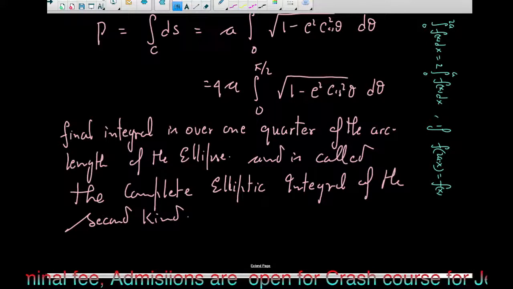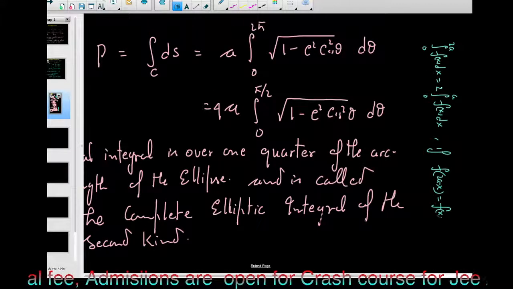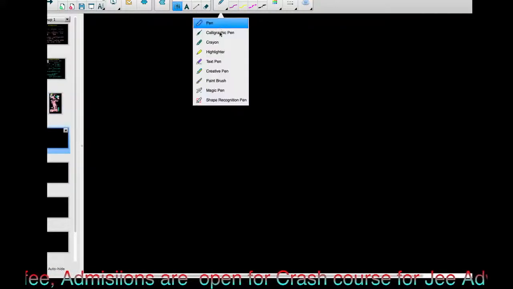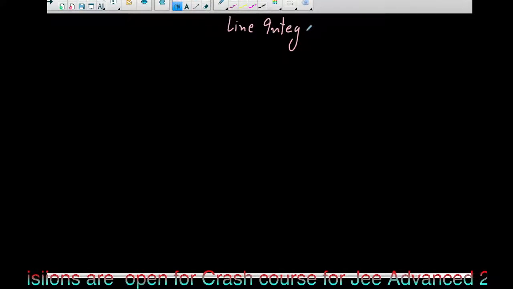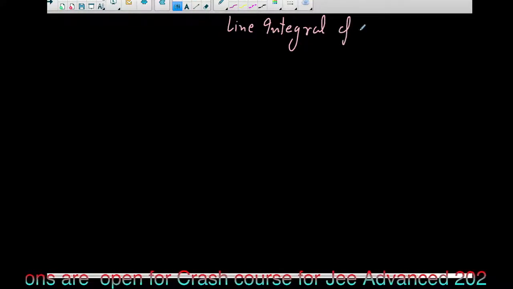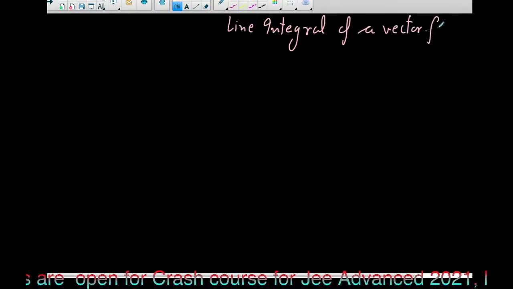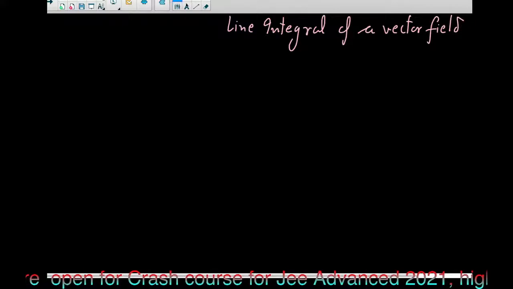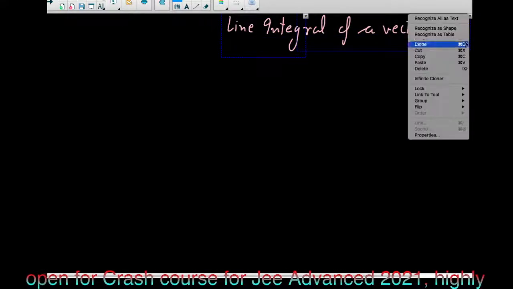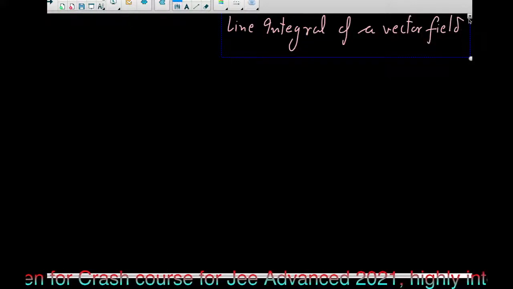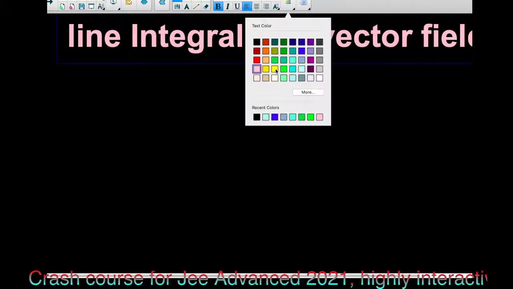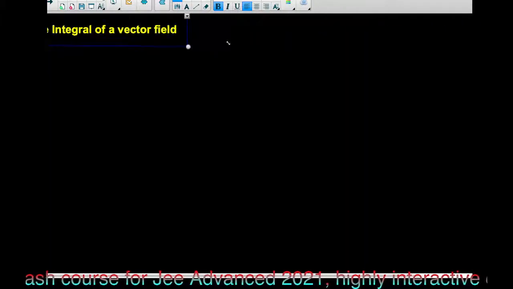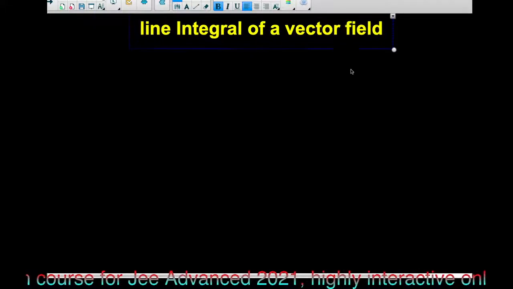So better just go for the line integral of a vector field now. Now let's go for the line integral of a vector field. Line integral of vector fields.